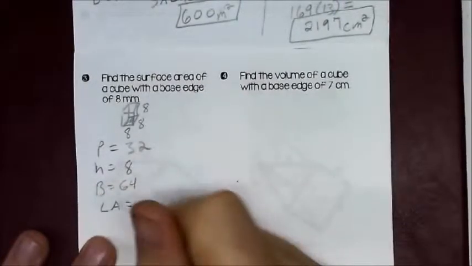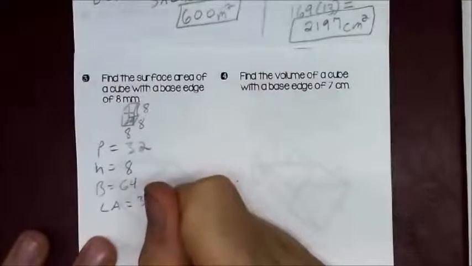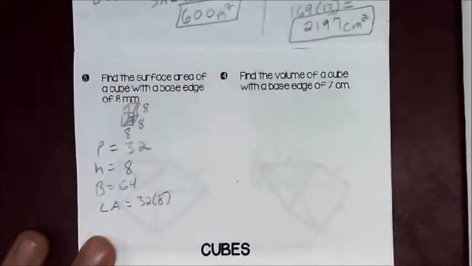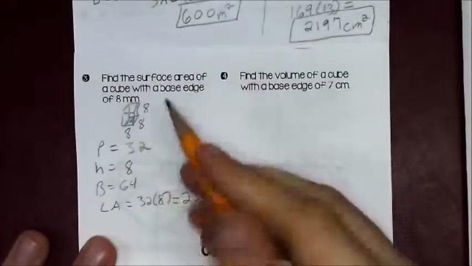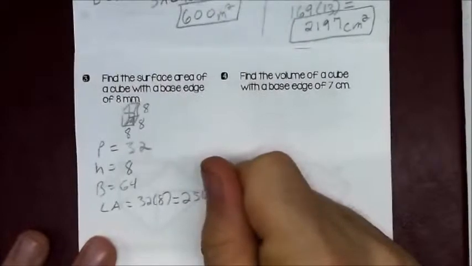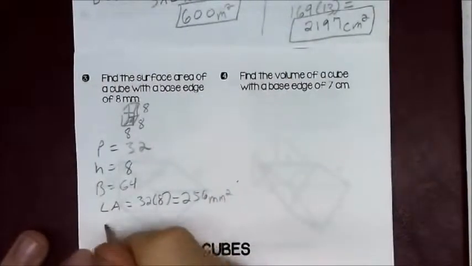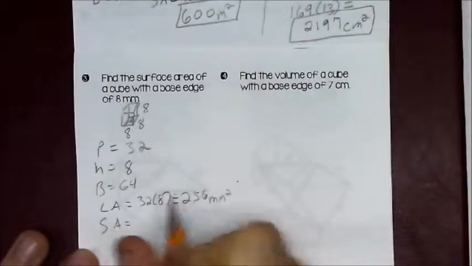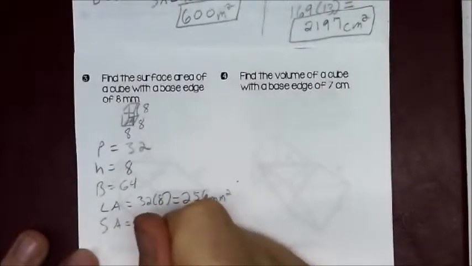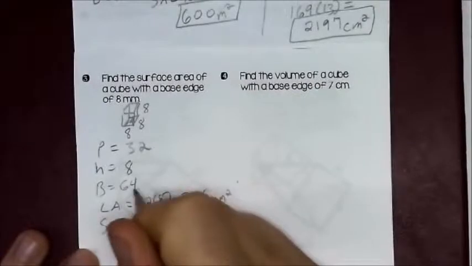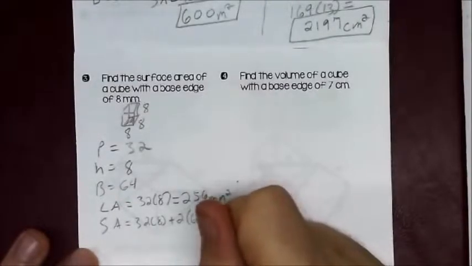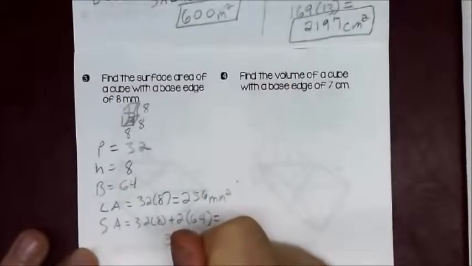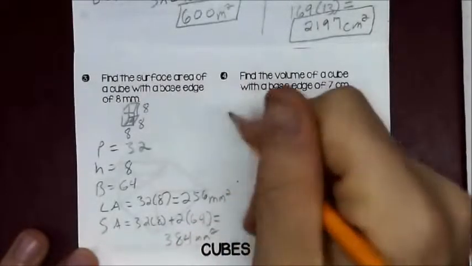To find our lateral surface area, we do the perimeter times the height, and we get 256 millimeters squared because it's area. And for our total surface area, that would be the 32 times 8 plus 2 times the area of our base, which gives us 384 square millimeters.